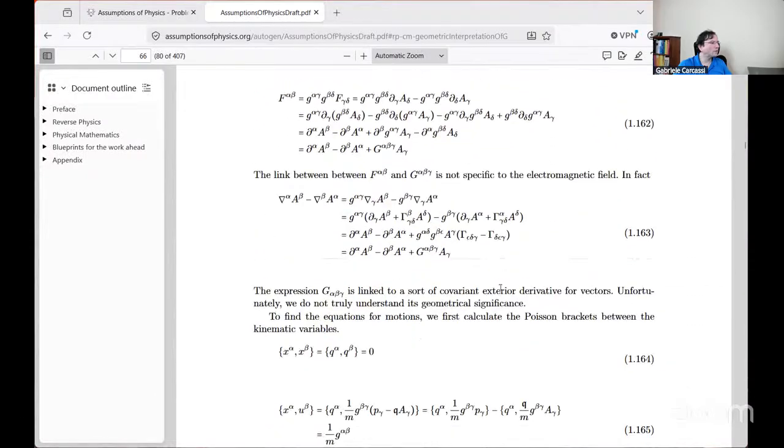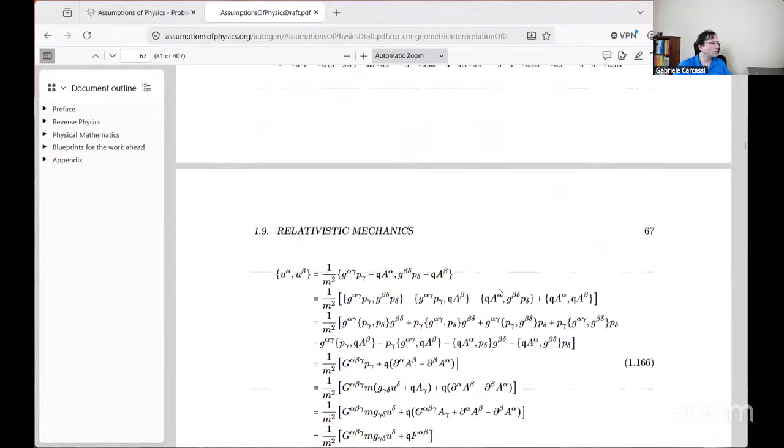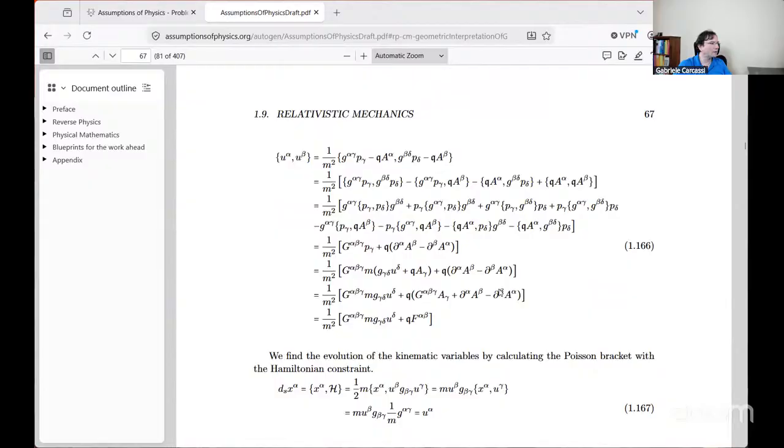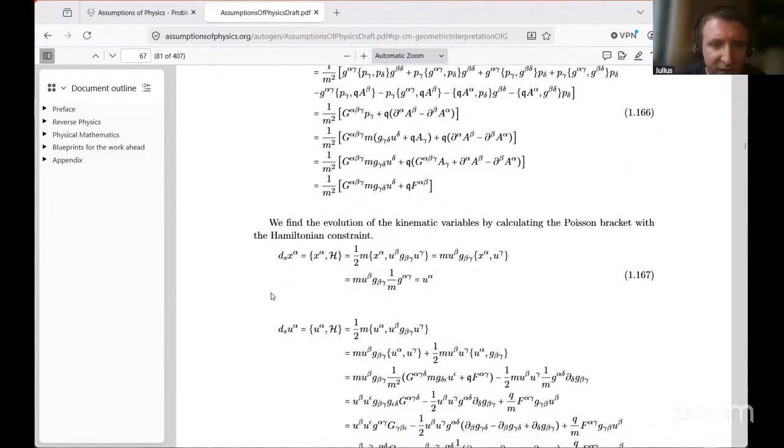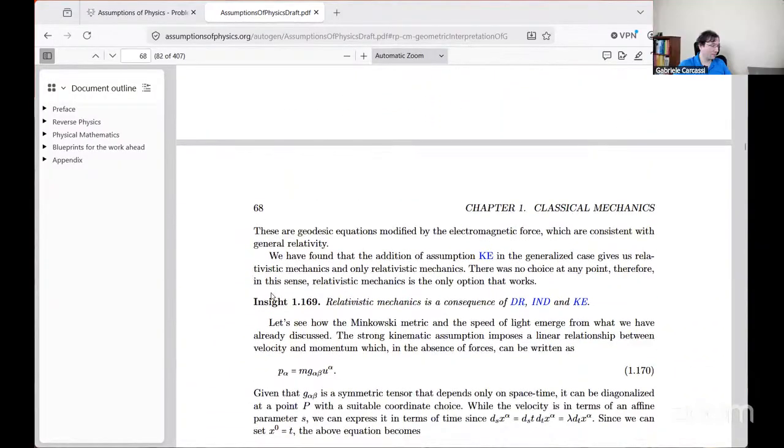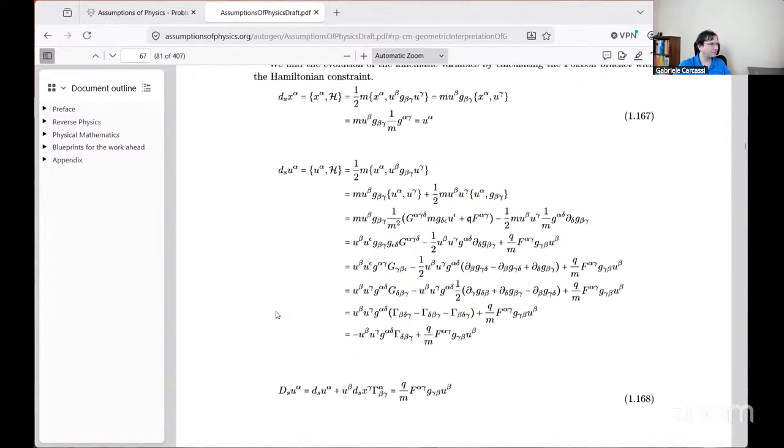So you want this part? Maybe lower, at the end of the page. Yes, this one, for example. So this is basically Newton's second law in disguise, if you read it correctly.